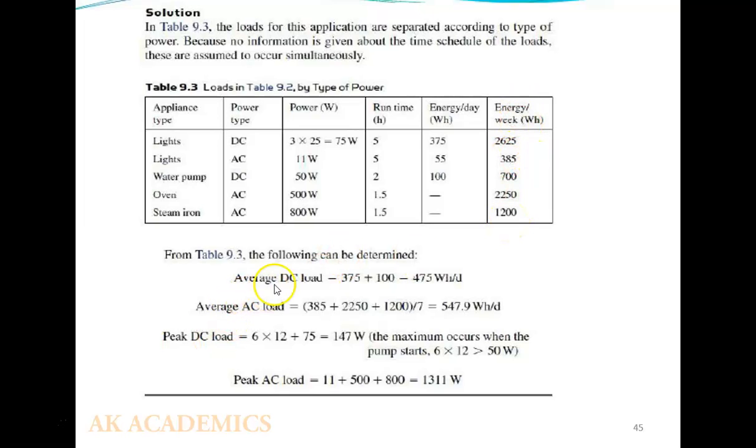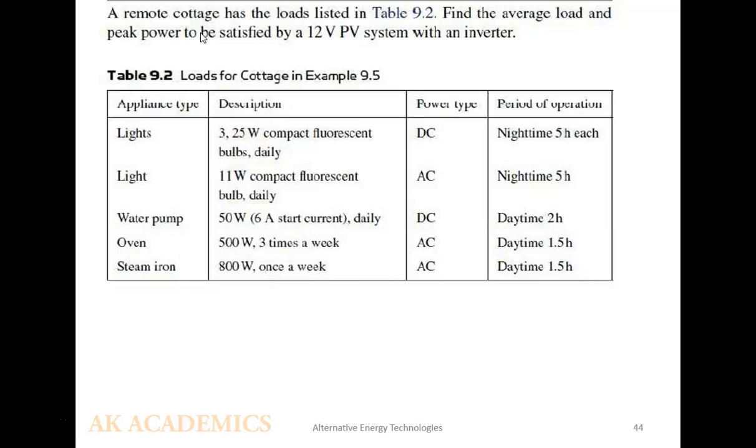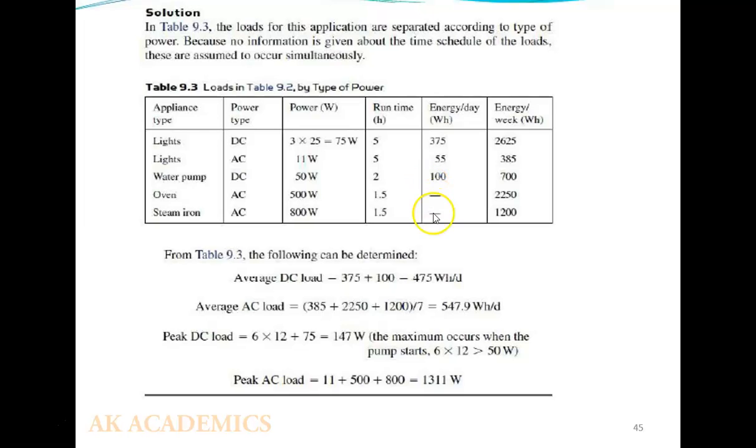So now let's begin by calculating the average DC load. In the question, we were told to find the average load and peak power to be satisfied by the 12-volt PV system. So let's quickly do that.